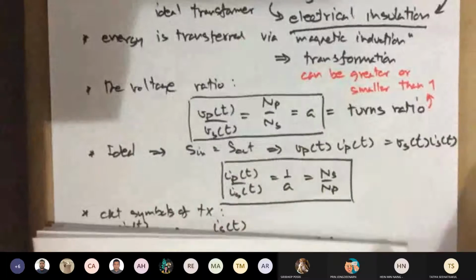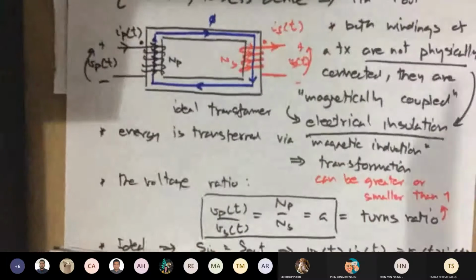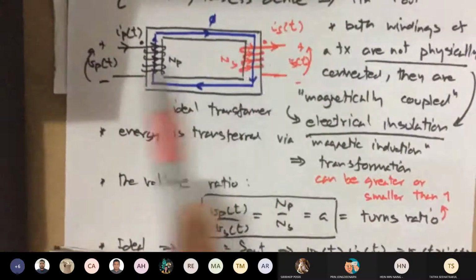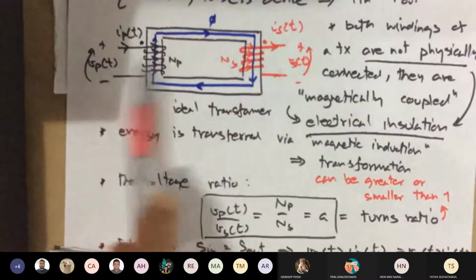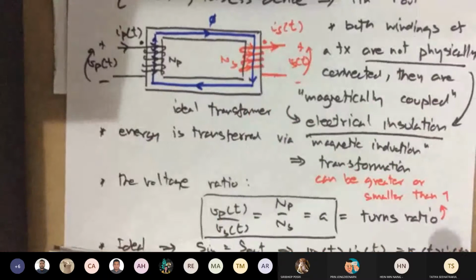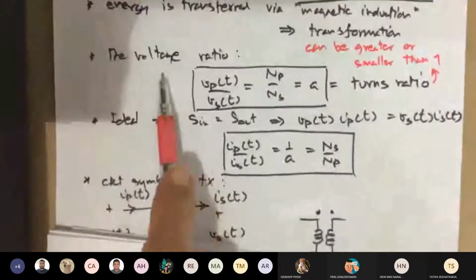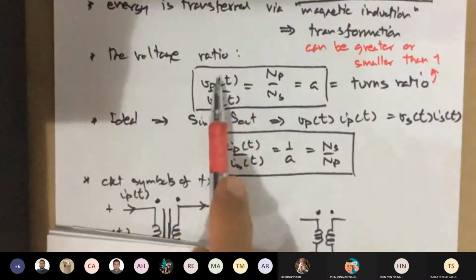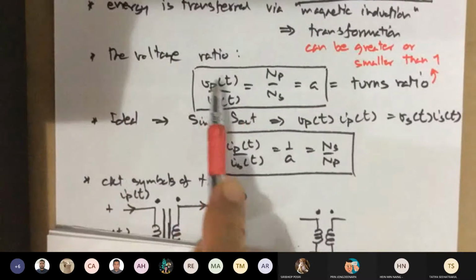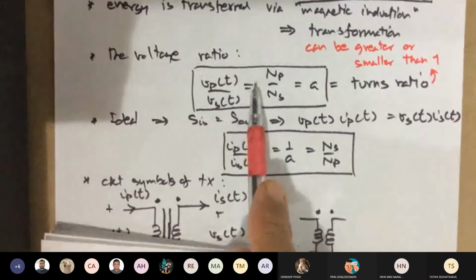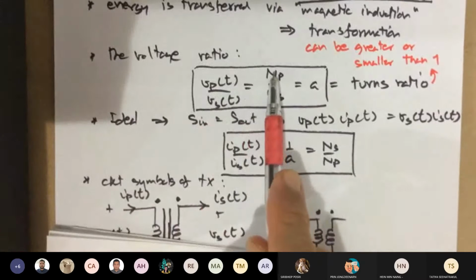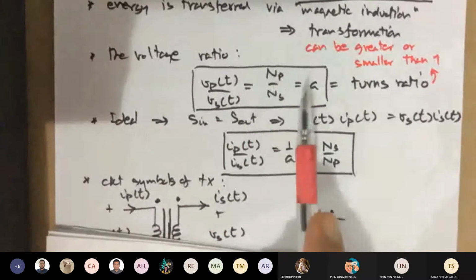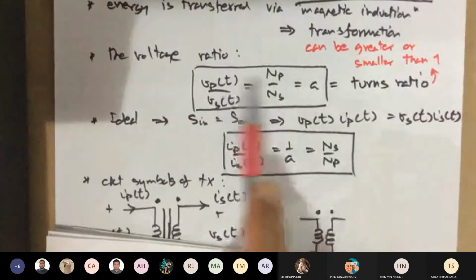Now what's so simple about a transformer is that you can design it in a simple manner in terms of the voltage ratio, which is written here. The voltage ratio between primary V_P divided by V_S is equal to the ratio of the number of turns of the associated windings. So V_P over V_S is N sub P over N sub S. As simple as that.